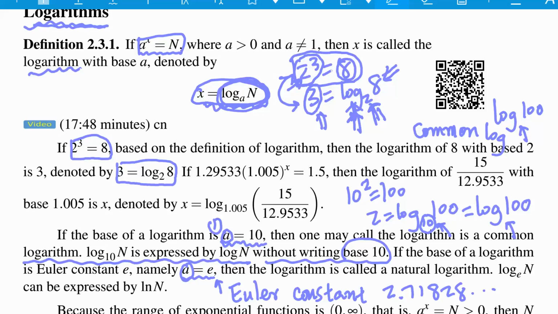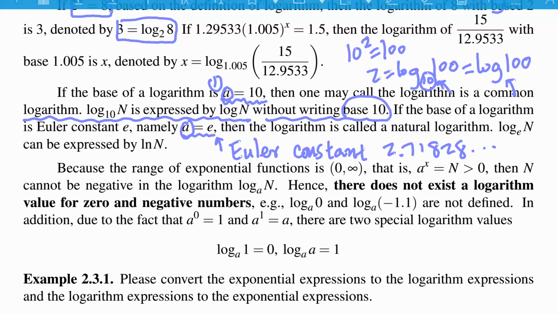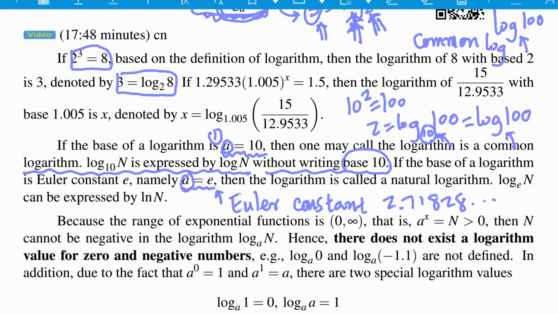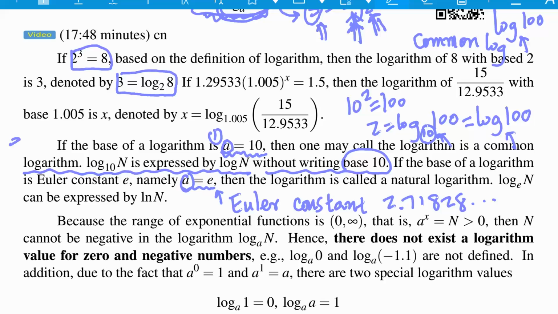Another special case is for e. For example, we may write e to the fourth is n. Then how are we going to write the logarithm? That will be log base e of n equals 4. And since here the base is e, you may write it in this way.